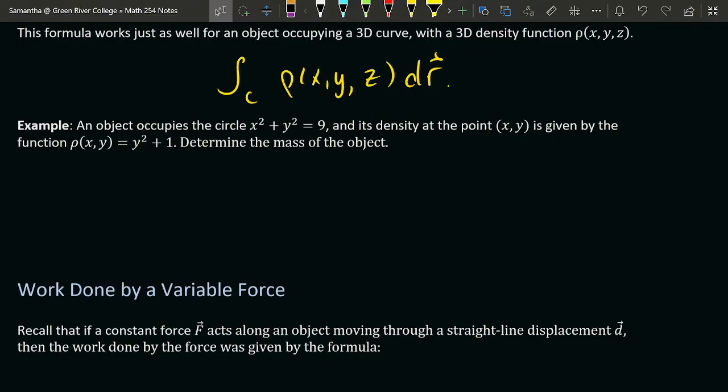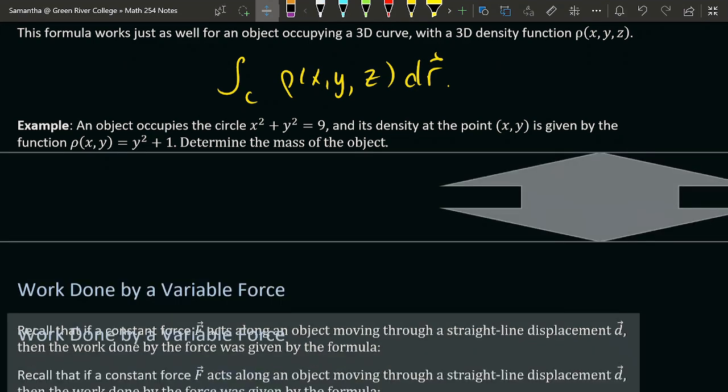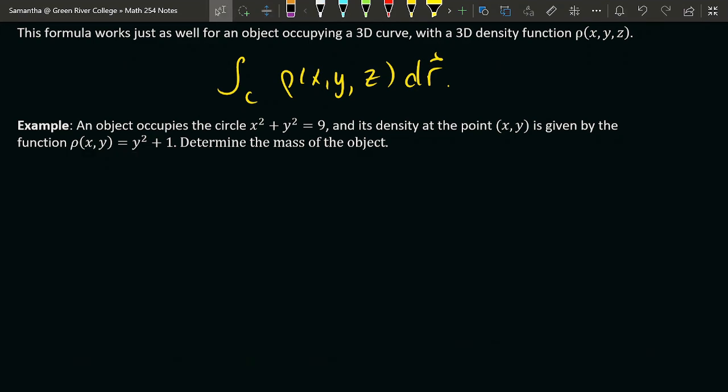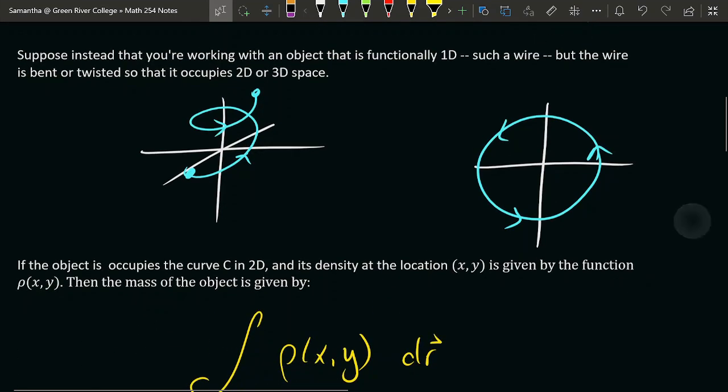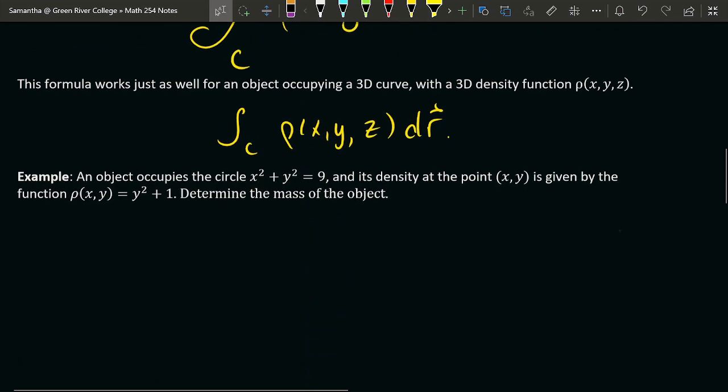For example, suppose that we have an object which is occupying a circle. So we have a wire, we have a coil, we have something whose shape is a circle of, in this particular problem, a circle of radius 3. Now, what is the density of this coil at any particular location? The density of the coil is given by the function rho of x, y equals x squared plus 1. Excuse me, y squared plus 1.